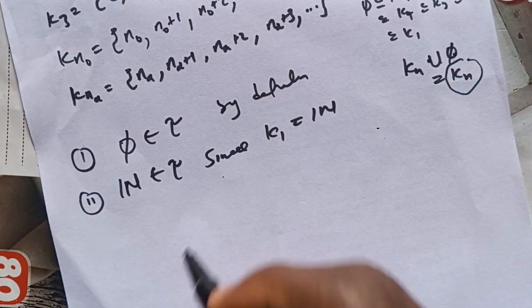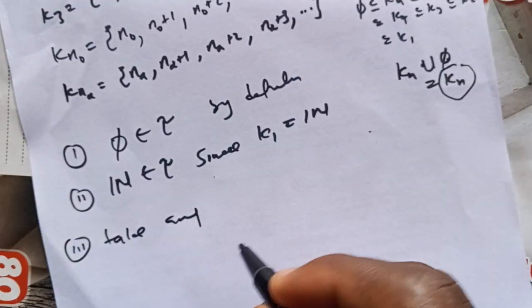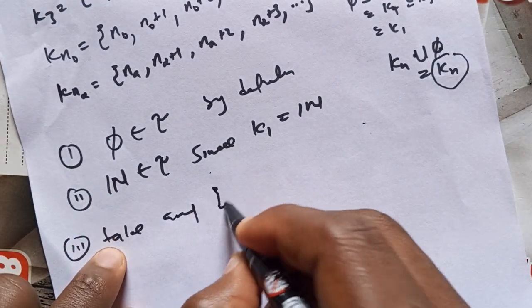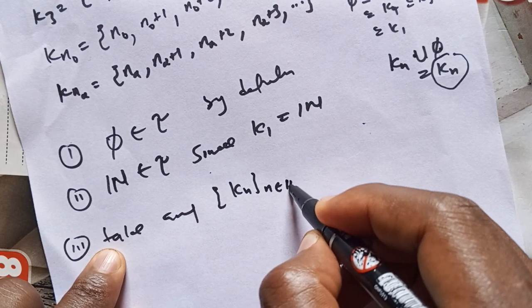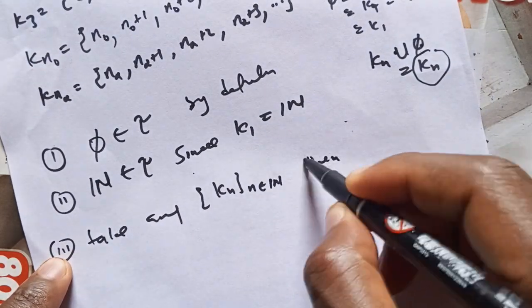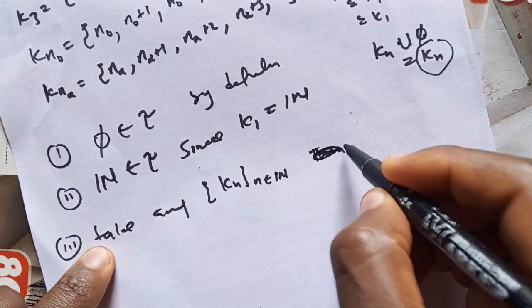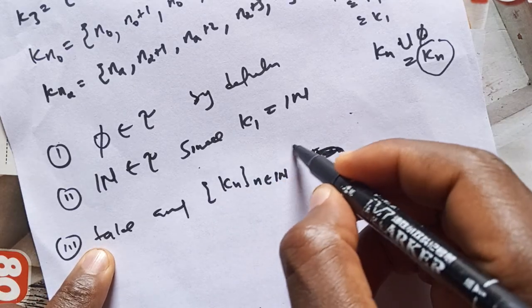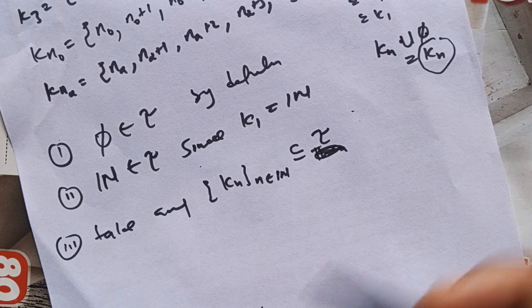Now, remember, I want to show that the arbitrary union is in the topology. So what I will do is, I will say, take any class Kn where n is coming from the set of natural numbers. Remember, this is a class Kn. Take any class Kn which is a subset of tau.